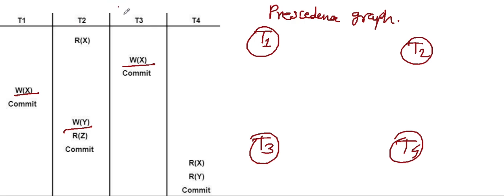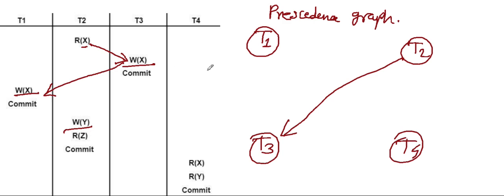Now check in T3, WX is there. Before that, any operation on the X variable in another transaction is this one, a read occurring before this write. So the sequence is from T2 to T3. Draw the arrow from T2 to T3. Now this also is a sequence on the same variable, so T3 to T1, because this write of X occurs before this write of X in T1. So T3 to T1.